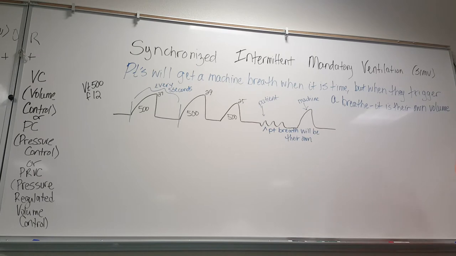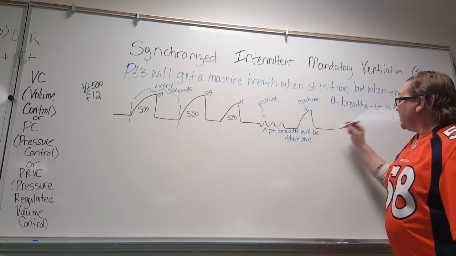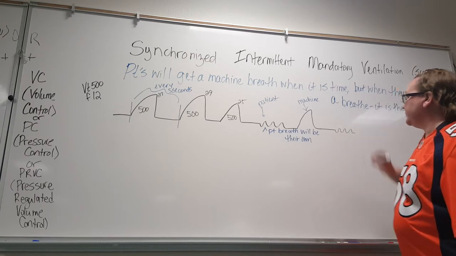Now, if my patient wants to take a breath, he doesn't have to. But that's where you have to be careful, because if you set the rate too low and your patient's not breathing on their own at all, then you'd have a problem. So, machine breath, if the patient wants another, takes another one on their own, again, it'll be their own.